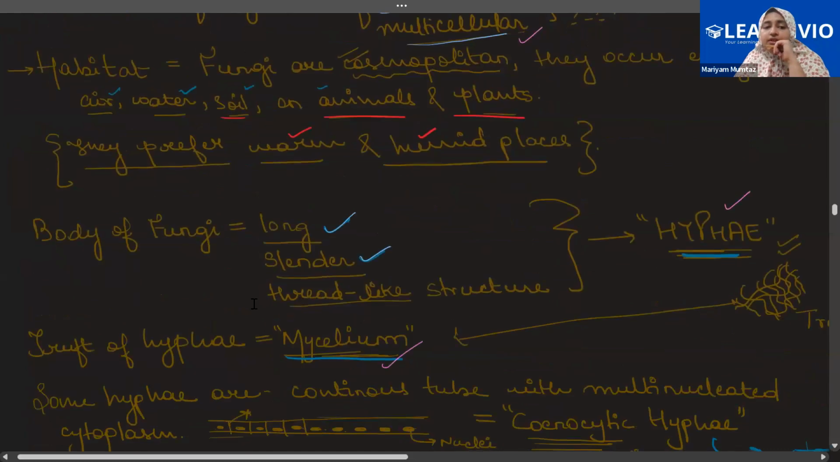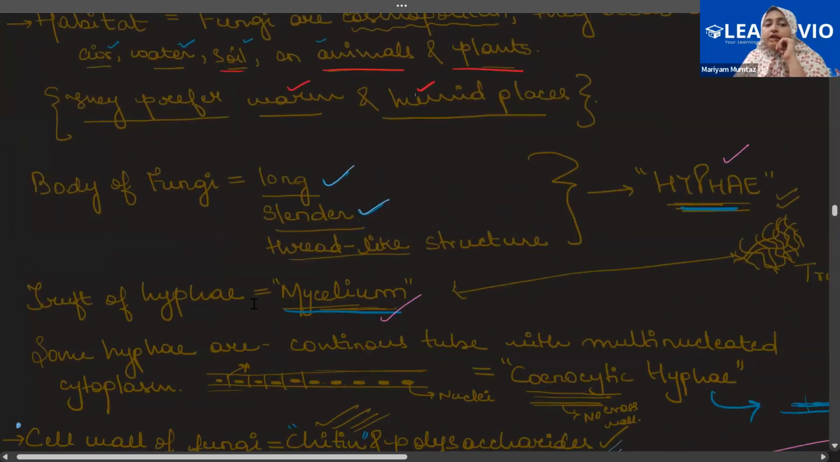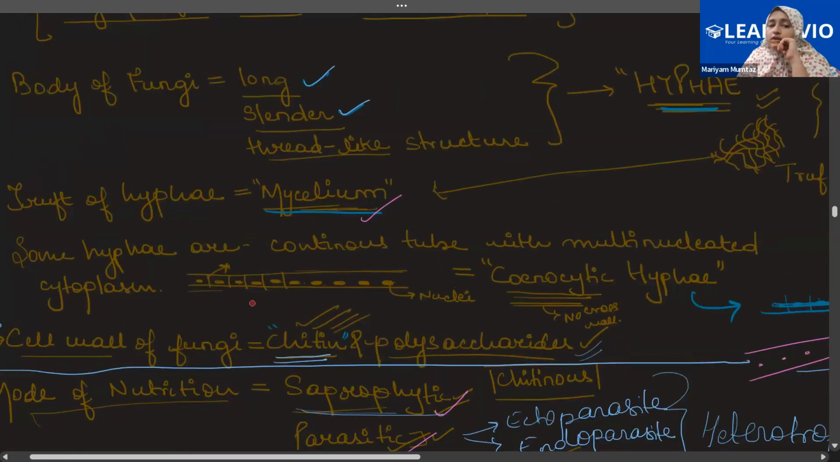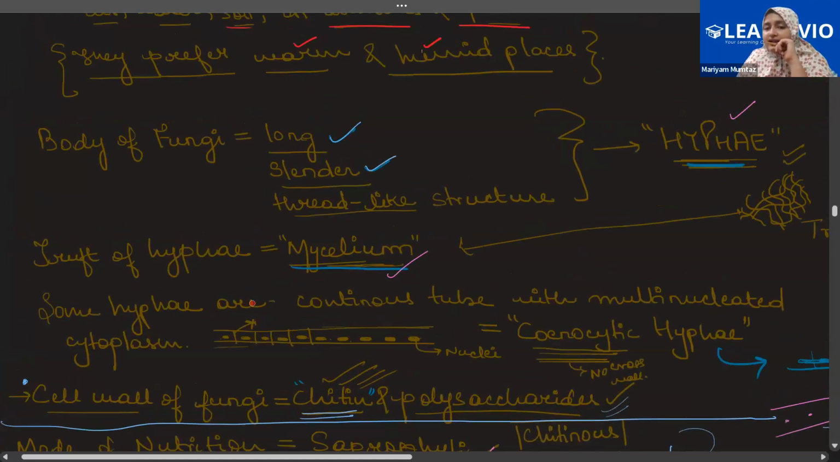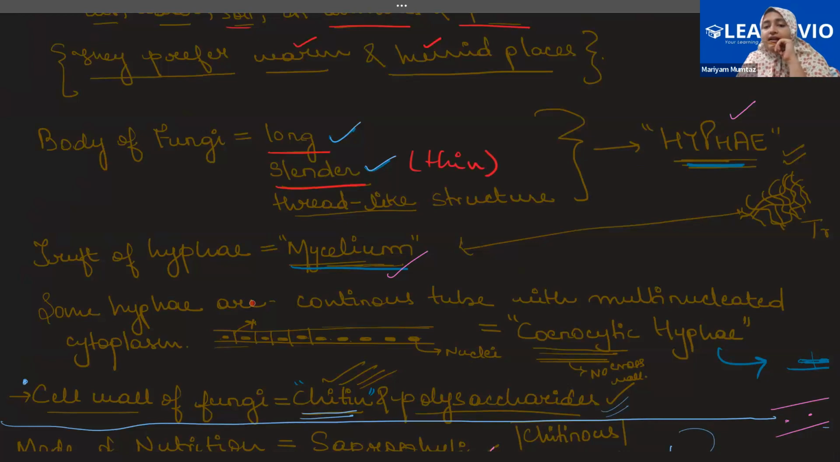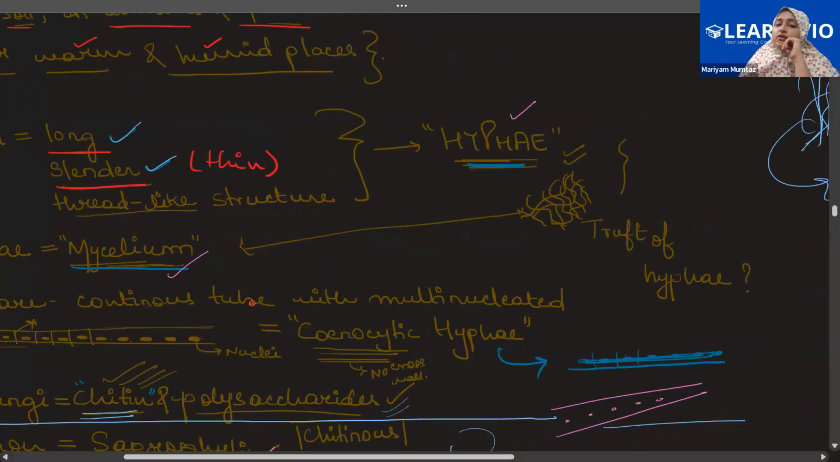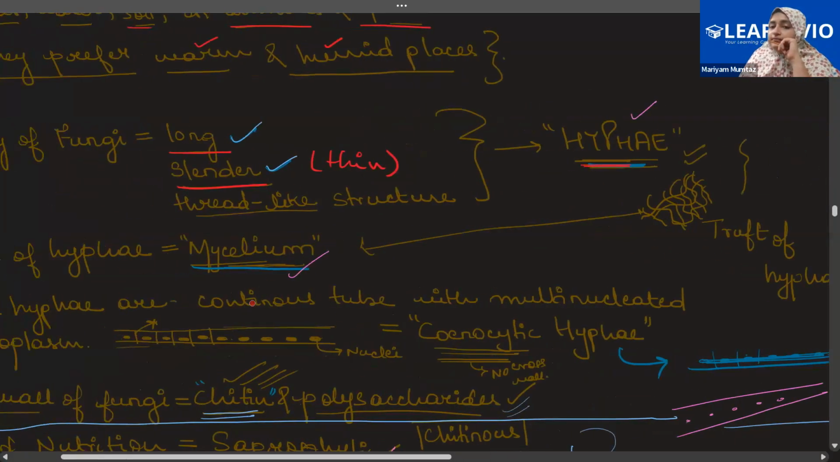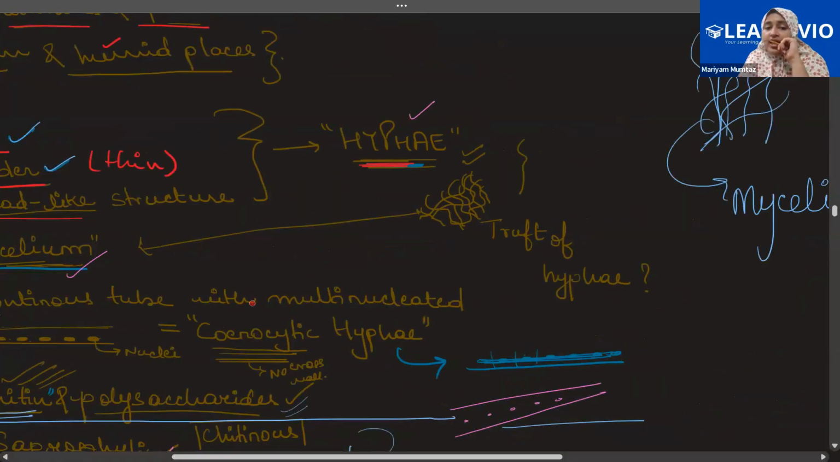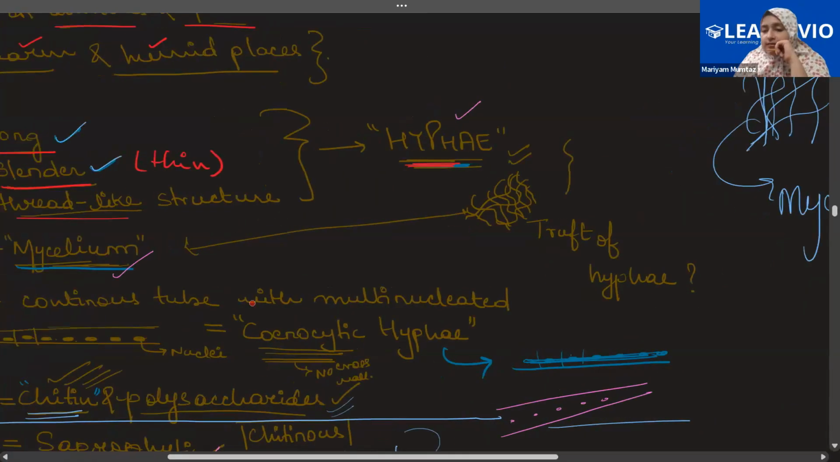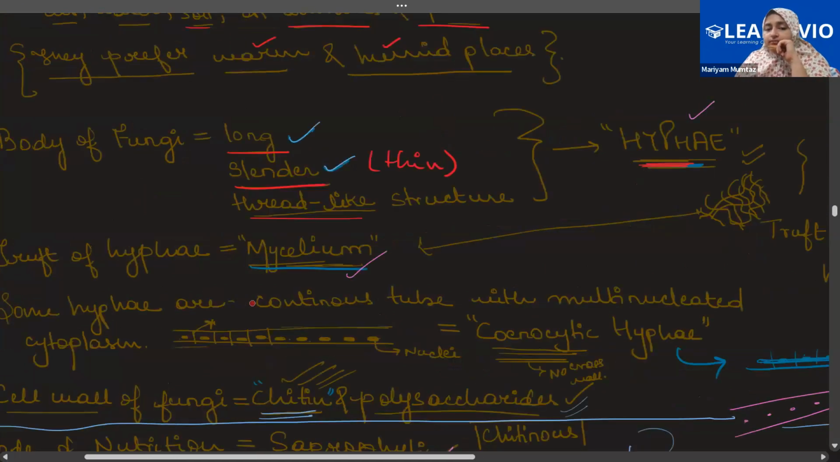Exactly. Now, talking about the body of the fungi, it is long, slender, meaning thin, and thread-like, okay? The body of the fungus is called the hyphae, meaning the basic structure, just like how the cell is the basic structure in the animal's body. Here, the basic structure is the hyphae, and then many hyphae come together and form a mycelium.